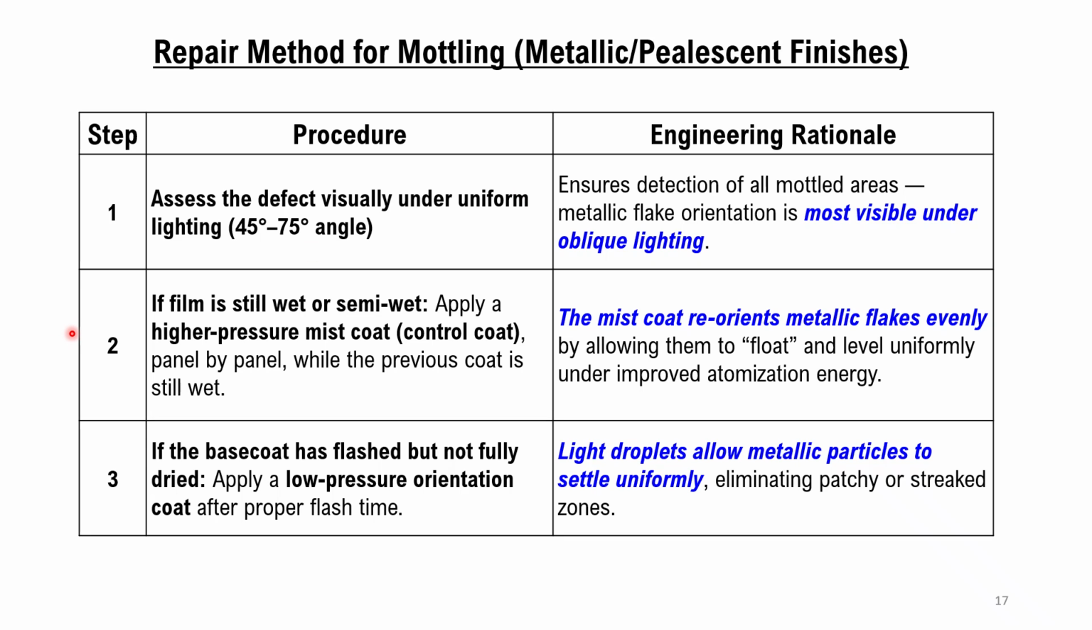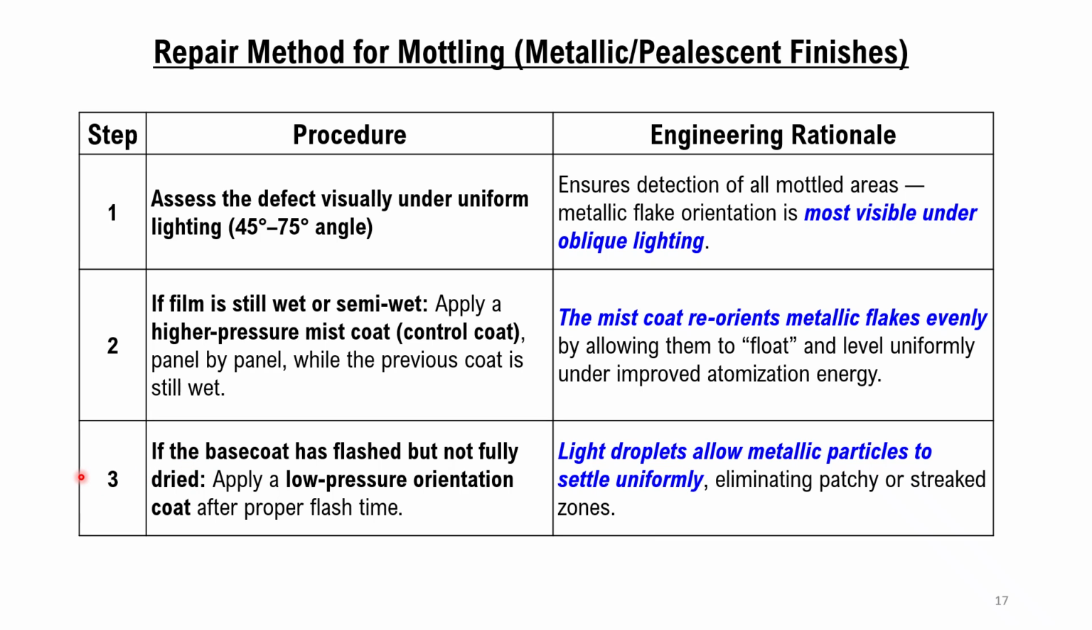Step 2. If the film is still wet or semi-wet, apply a higher pressure mist coat, that is control coat, as discussed before, panel by panel, while the previous coat is still wet. The rationale is the mist coat reorients metallic flakes evenly by allowing them to float and level uniformly under improved atomized energy.